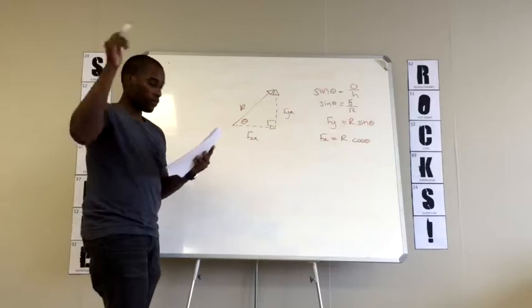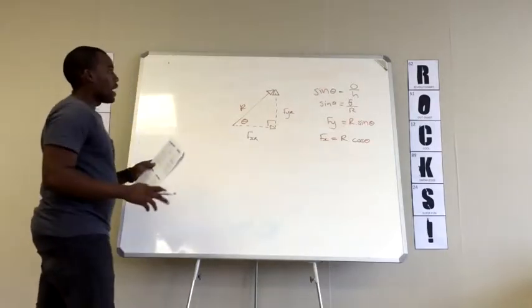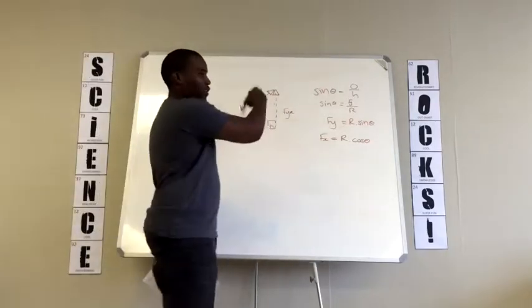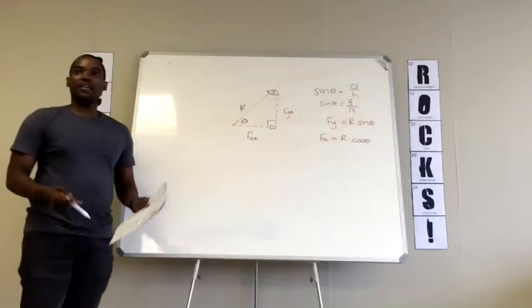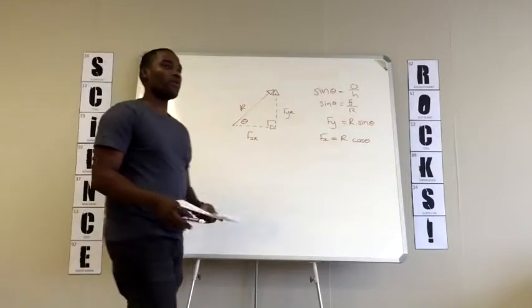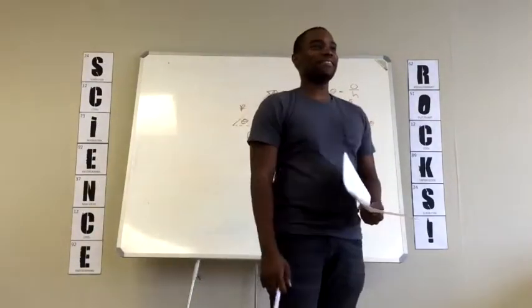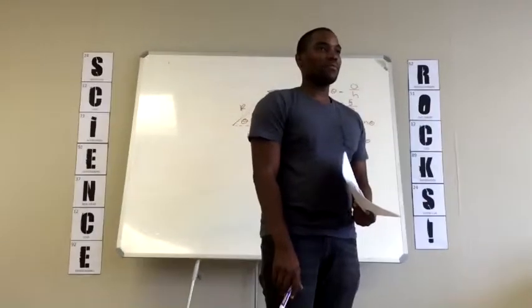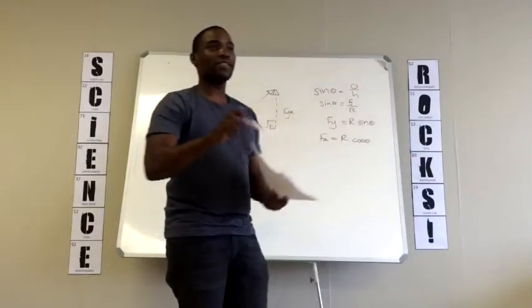Everyone there? Cool. So now we're going to take what we just learned about working out components of vectors and apply it to systems in equilibrium. What's equilibrium? When your resultant is 0. Yeah, when your forces are all balanced and your resultant is 0.